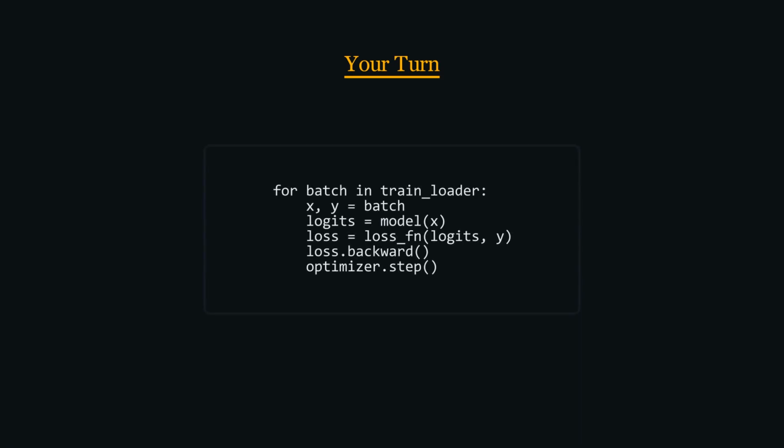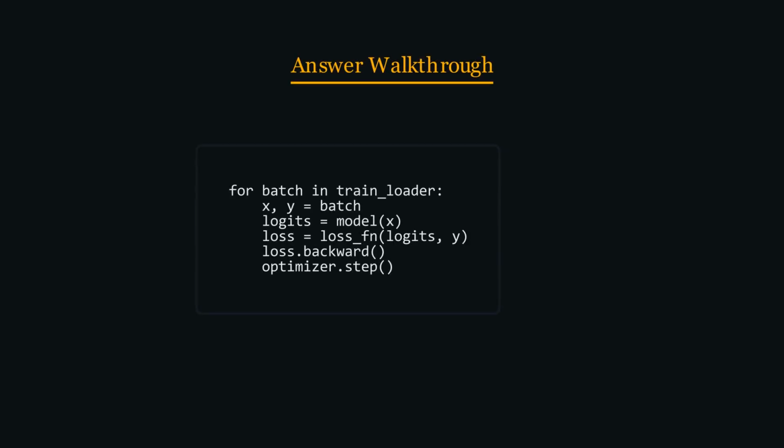Now it's your turn. Here is a short training loop written in pseudocode. Pause the video and next to each line, write down what kind of object it is. Let's check your answers one line at a time. The first line loops over train loader, our data loader. The second line unpacks X and Y, 2 ordinary tensors, 1 batch of images and 1 batch of labels.